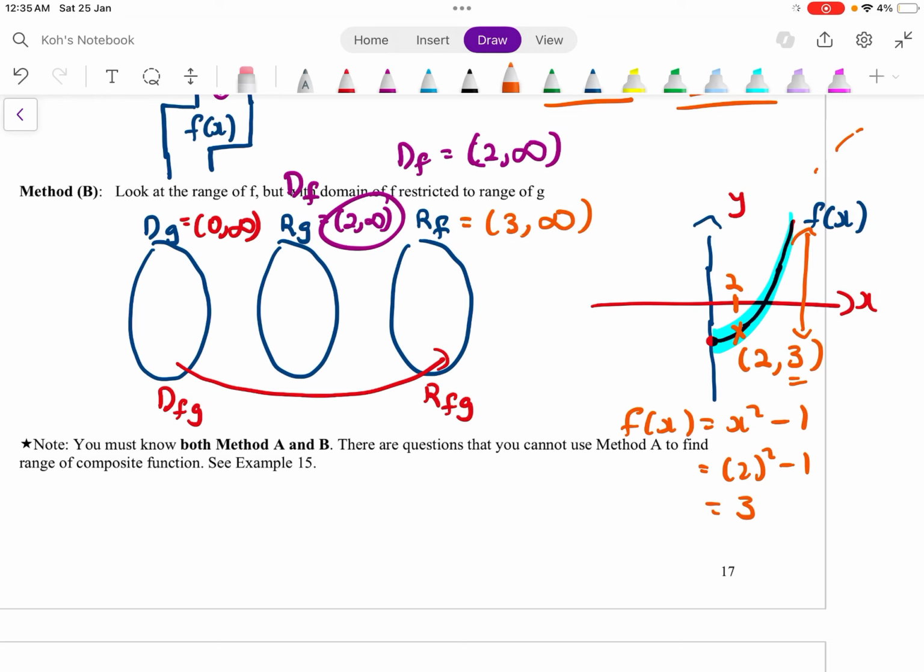And using this method, I can safely conclude that my range of f, which is 3 to infinity, will be equal to the range of fg. So that is how we actually determine the range of fg. So range of fg is from 3 to infinity. Yeah, so that is how we do this question.